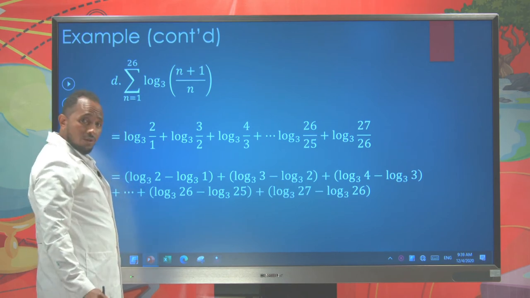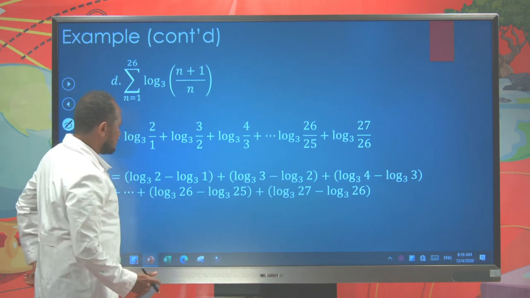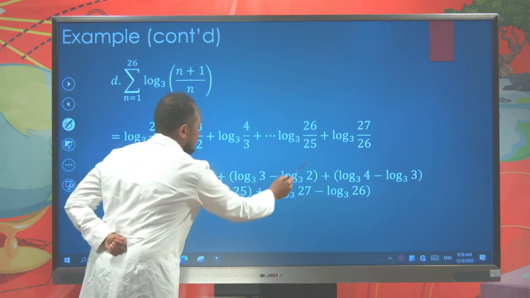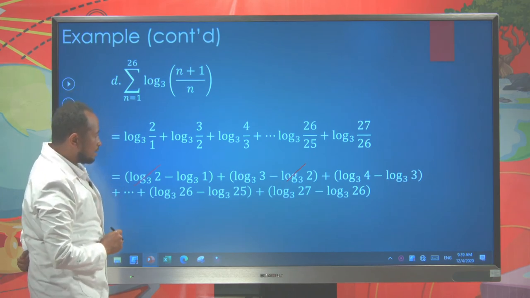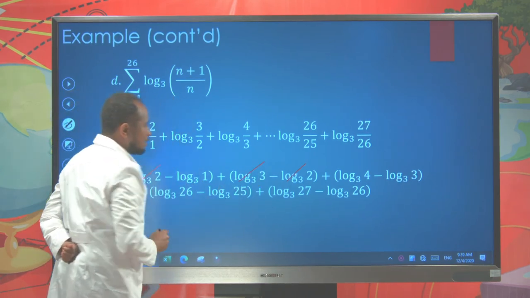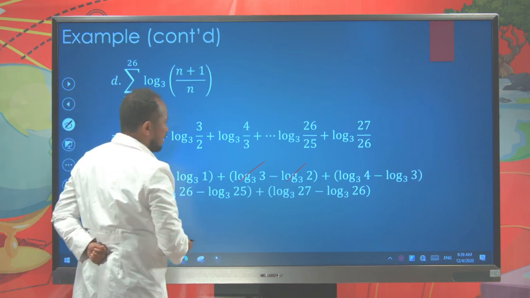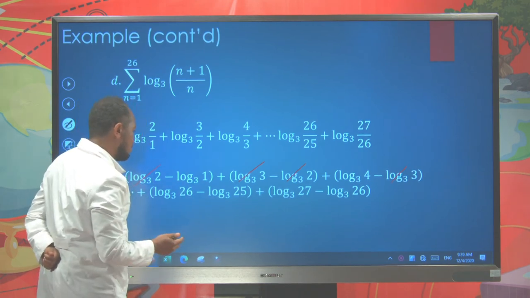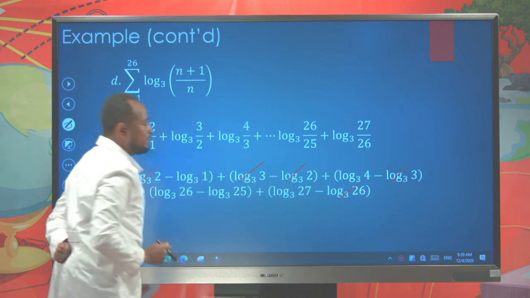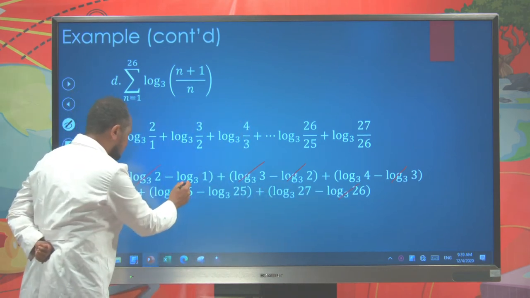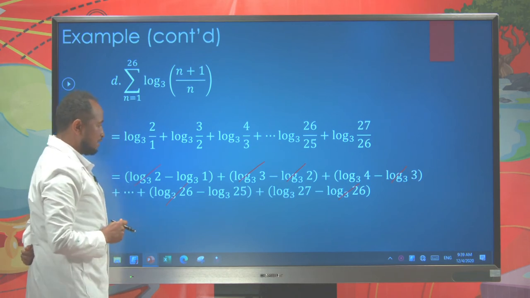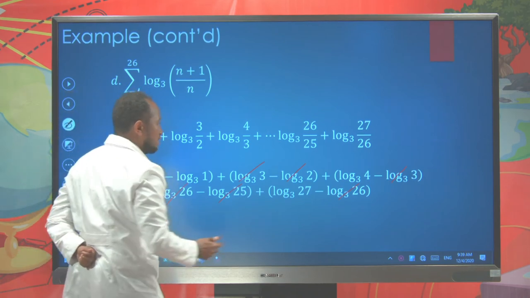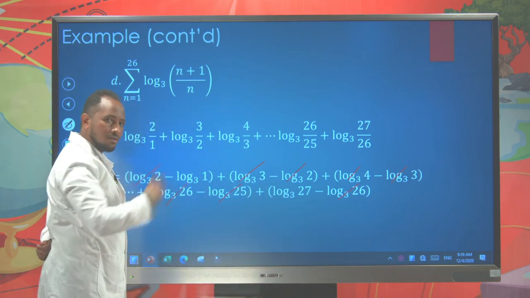So when you add these, look, the logarithm of 2 to the base 3 cancels with the opposite one. And the logarithm of 3 to the base 3 is canceled by its opposite term. If you just continue like this, look at this one: the logarithm of 26 in base 3 is canceled by the logarithm of 26 in base 3. So this term will be canceled, the term ahead of it. And here, this also will be canceled.